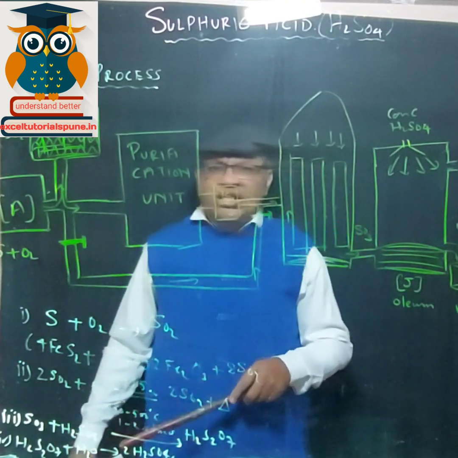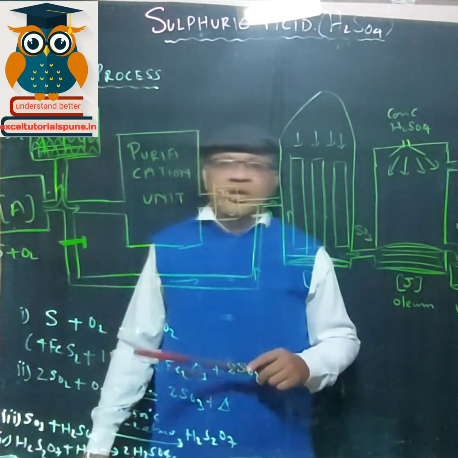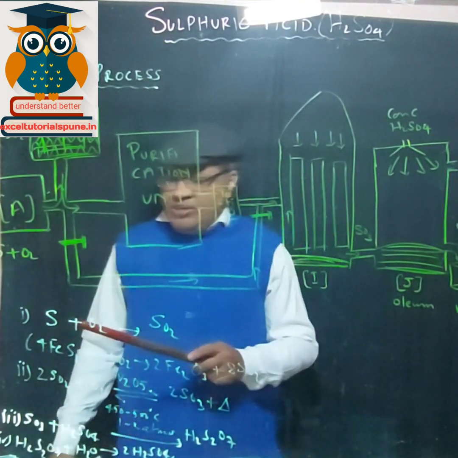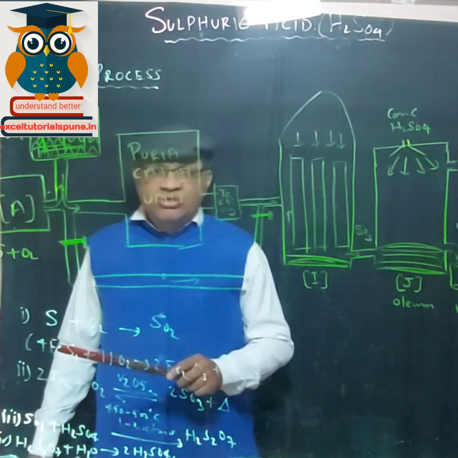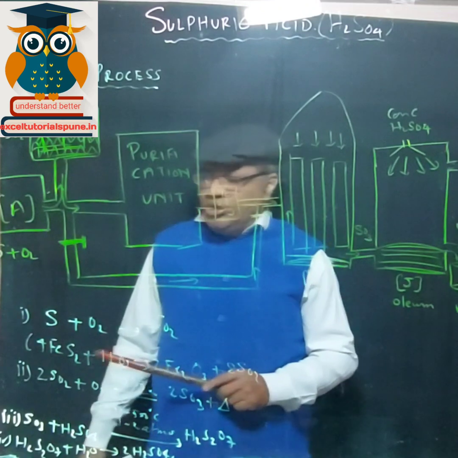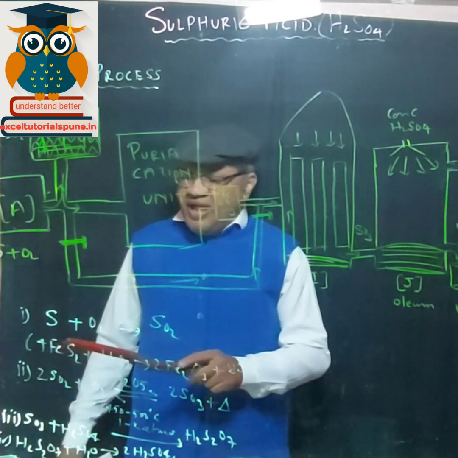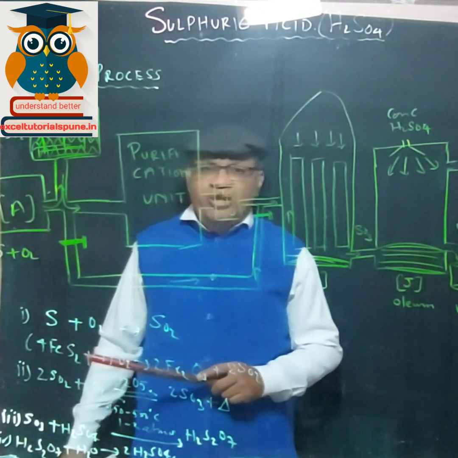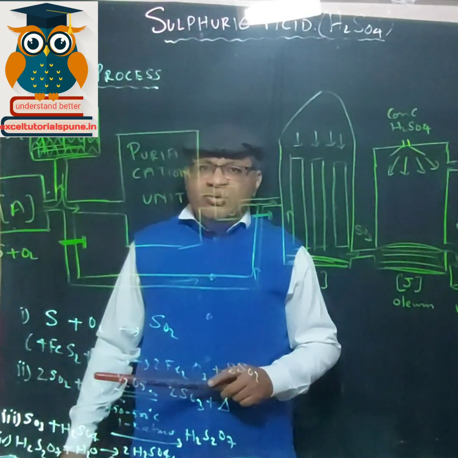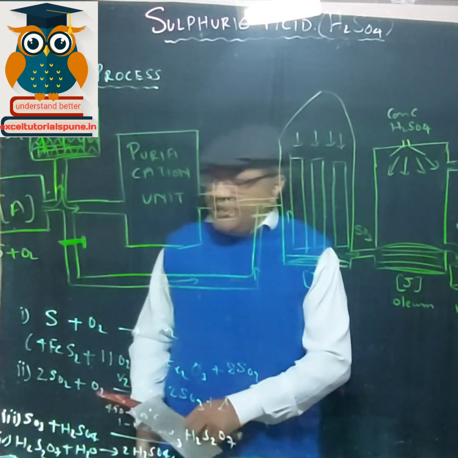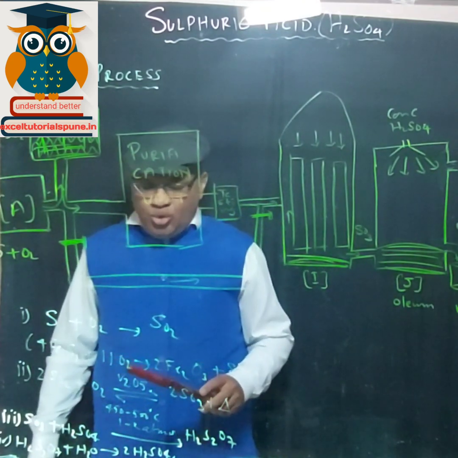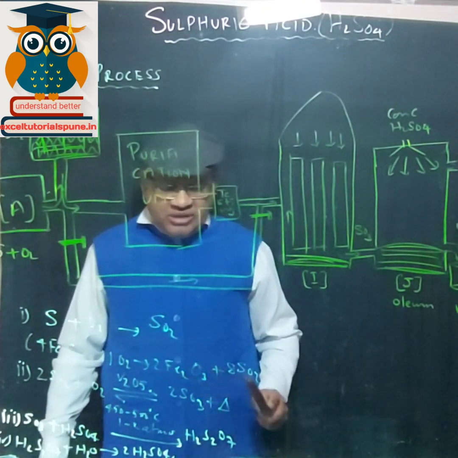So the reactions are given over here. You have to write and learn them by heart. So sulfur plus oxygen gives you sulfur dioxide. Now see, iron pyrites can also be used instead of sulfur. This is also one of the methods. So learn both the equations. Sometimes they ask you from iron pyrites. So if it's from iron pyrites, it is FeS2 plus 11O2 gives you Fe2O3 plus SO2.